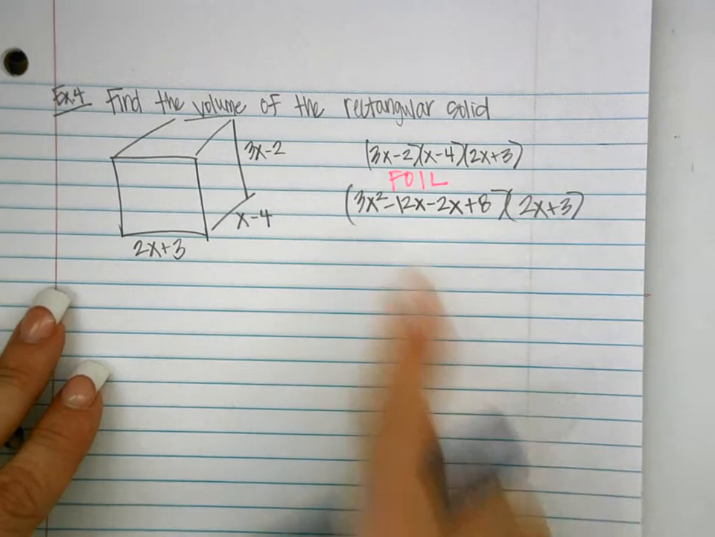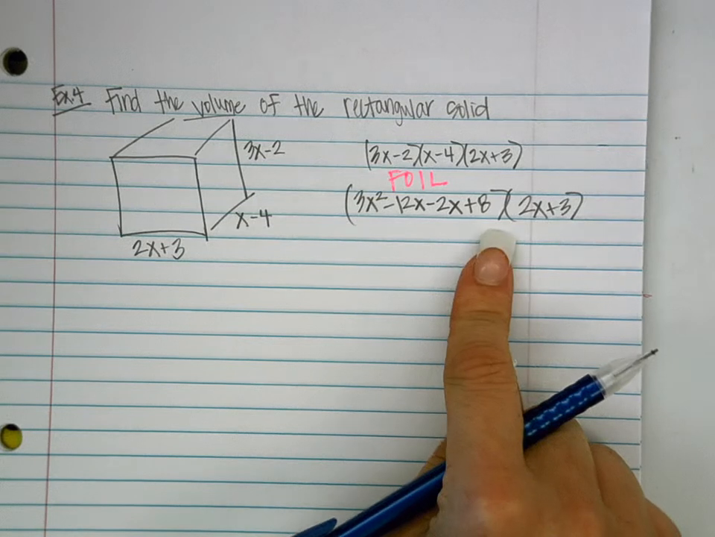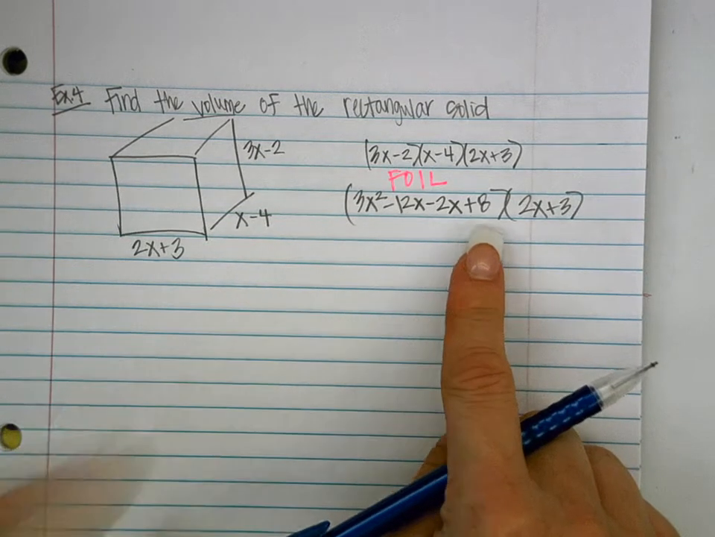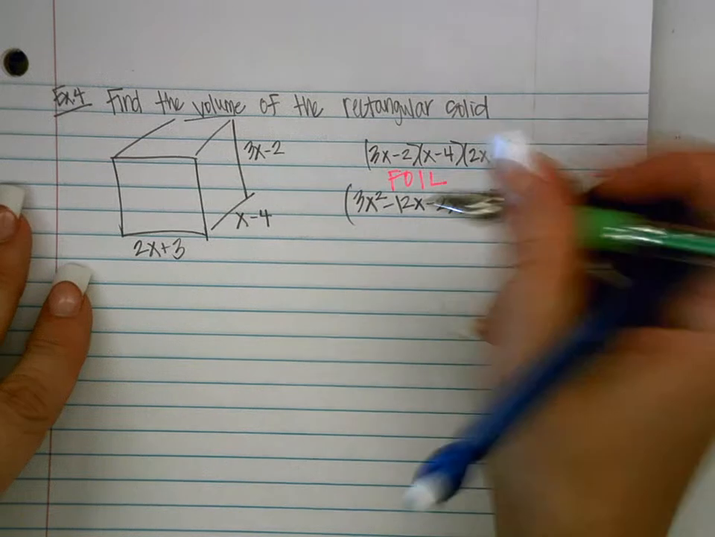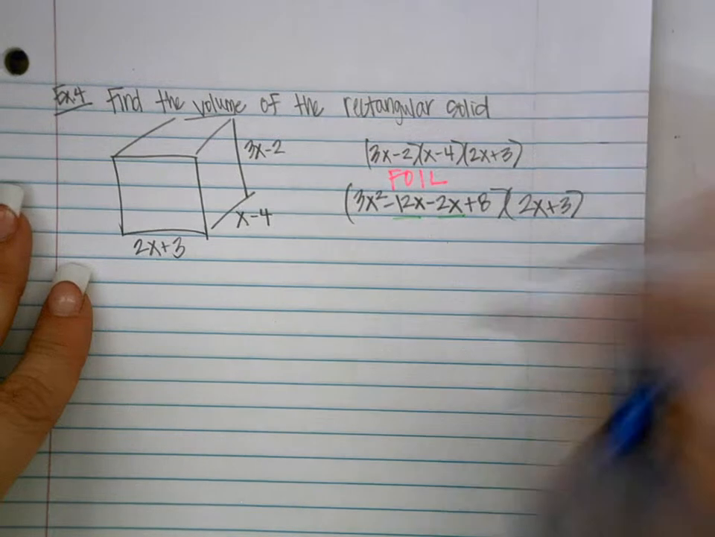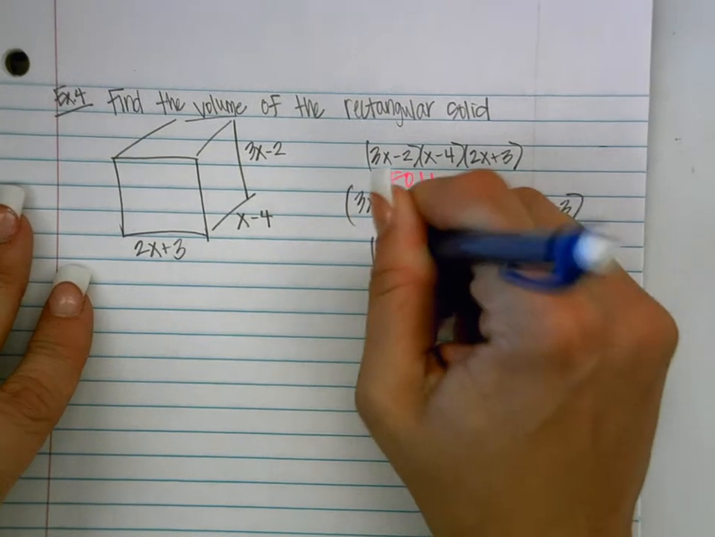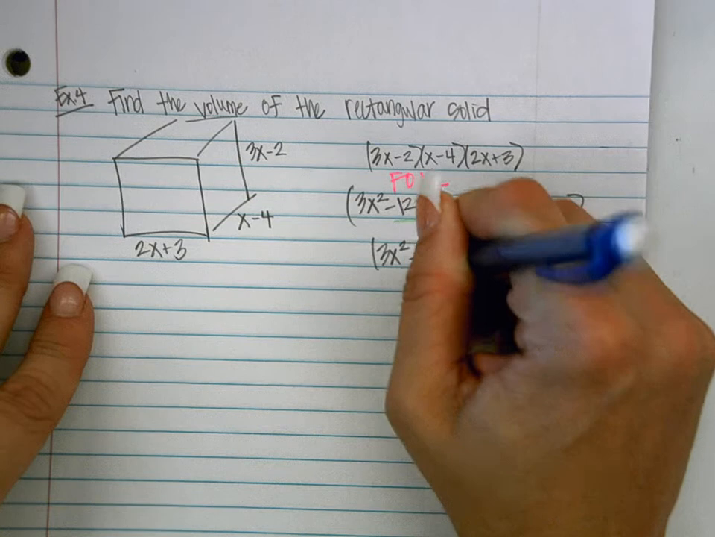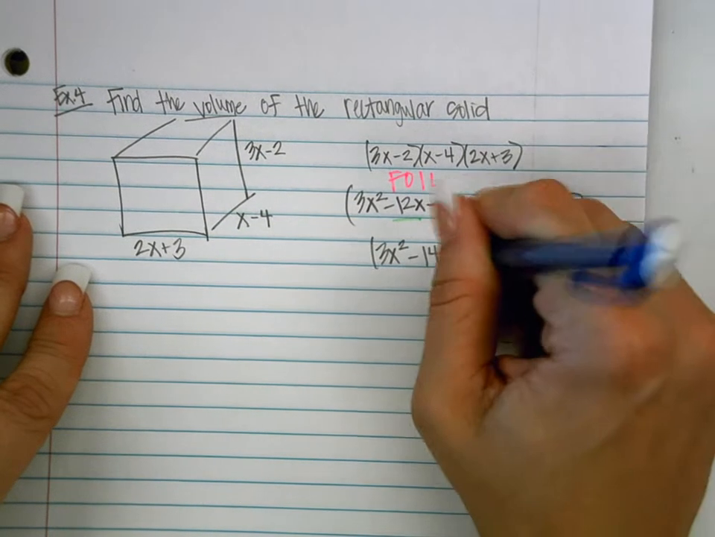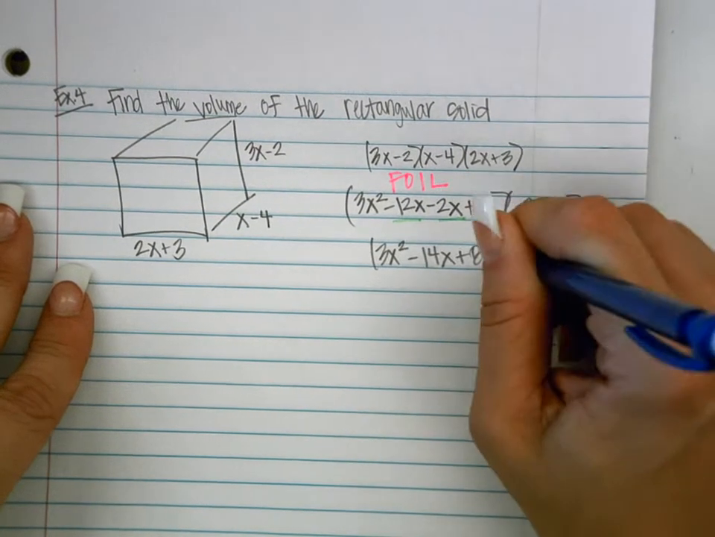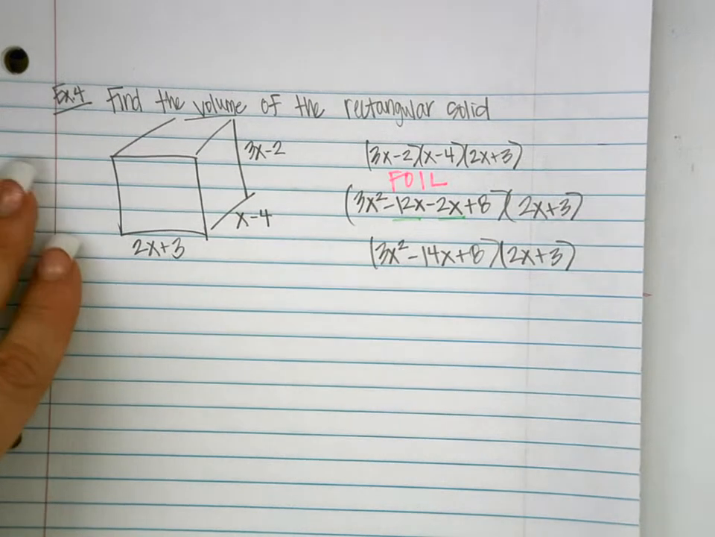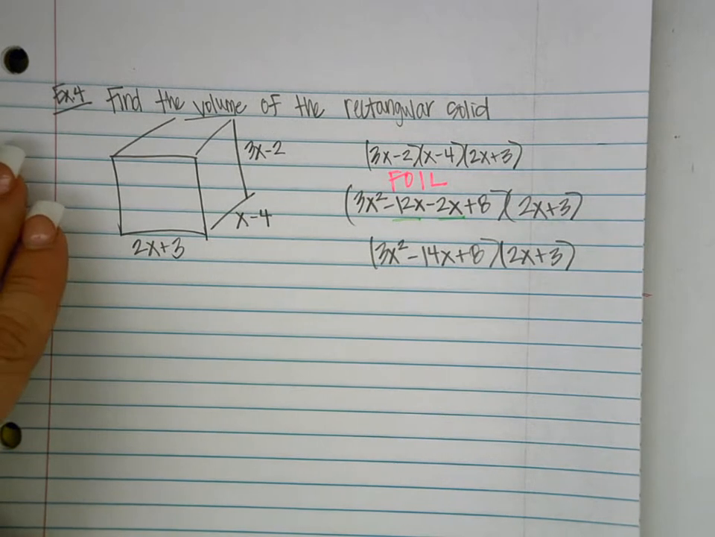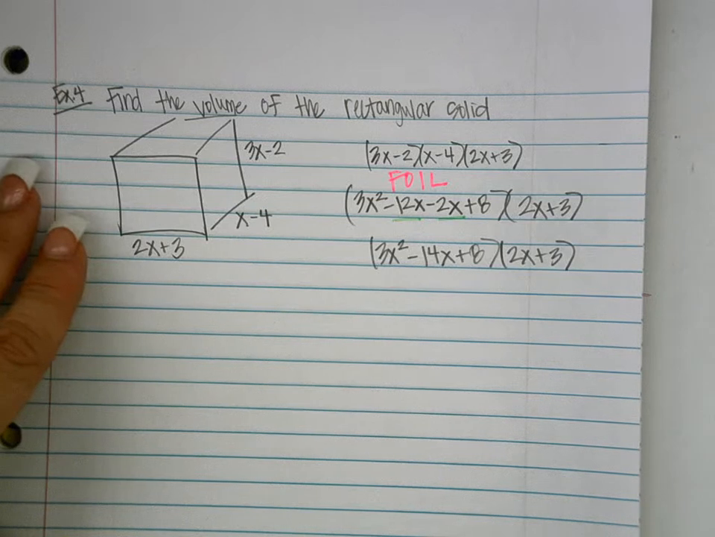So you want to combine like terms first. Otherwise, it's just a little bit messy. If I put these two together, that will leave me with 3x squared minus 14x plus 8 multiplied by 2x plus 3. Okay, so I showed you how to do the boxes just now in example number 3.